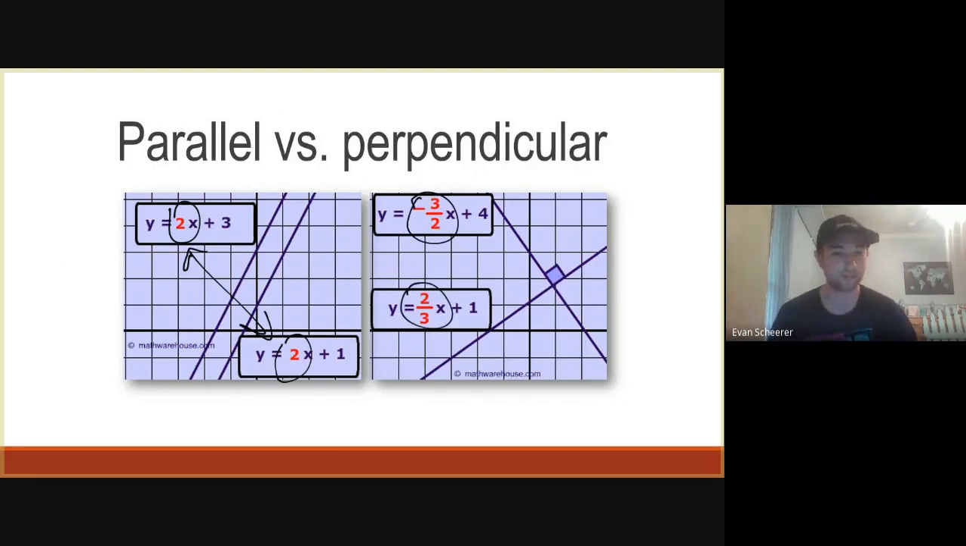What do you notice about the similarities there? I want you to think about that for a second. Parallel lines, look at the two slopes. Perpendicular lines, look at the two slopes. There's definitely some similarities. So you can pause the video for a second and think about it, but I'm going to move on to the next slide.